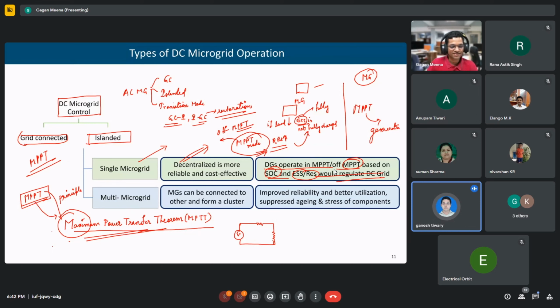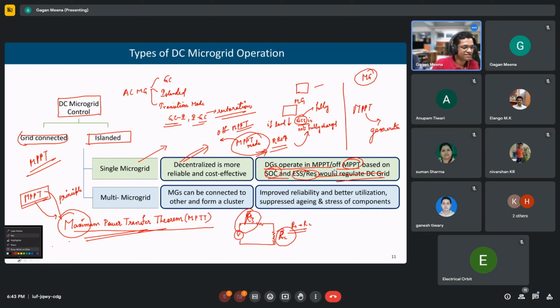Sir, the maximum power transfer theorem is that when source impedance is equal to load impedance. Yes, correct. This is ZS and this is ZL. So that is RS, RL. If RS is equal to RL, maximum power can be transferred. These two resistances have to be equal. So how is this done for solar? This is done using this converter.